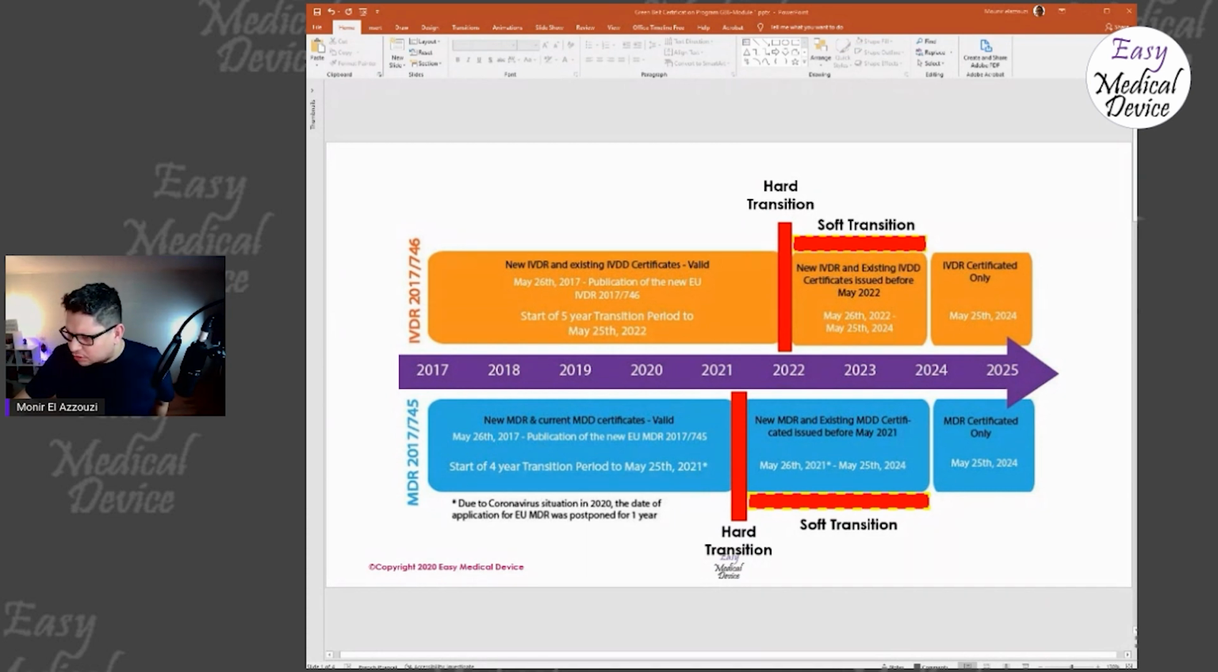Hi, Monir and colleagues, just want a relevant soft transition period, also known as grace period. All devices manufactured under the directives must be placed on the EU market.